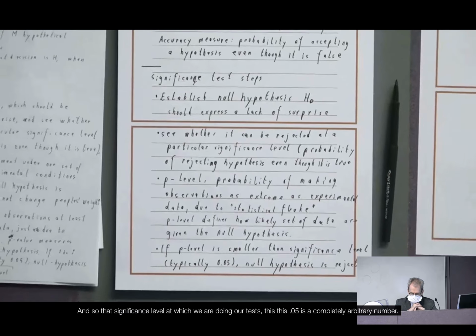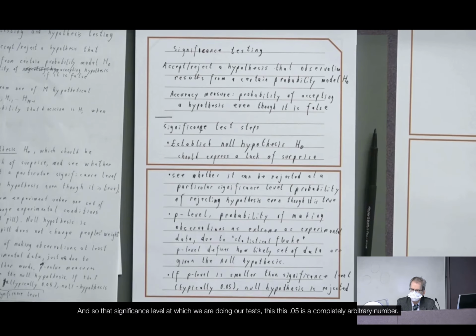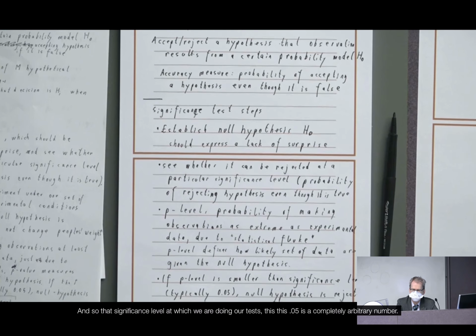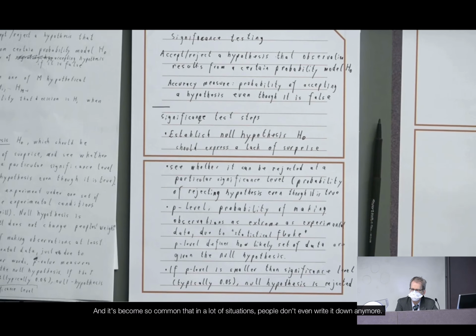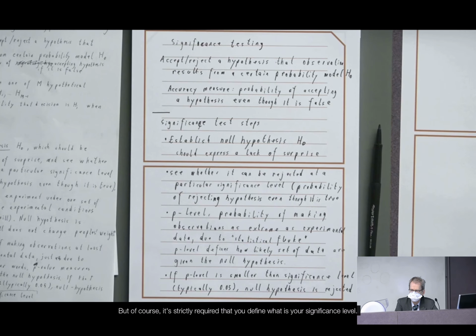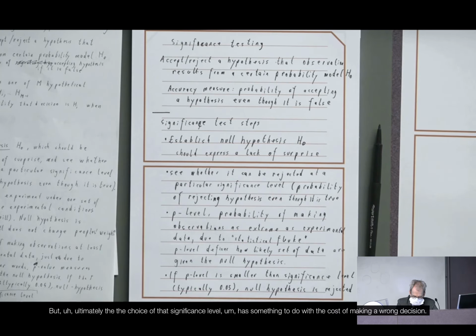And so that significance level at which we are doing our tests, this 0.05, is a completely arbitrary number. And it's become so common that in a lot of situations people don't even write it down anymore. But of course, it's strictly required that you define what is your significance level, and otherwise any significance testing is moot. But ultimately, the choice of that significance level has something to do with the cost of making a wrong decision. And so if you are basically saying that, well, making a wrong decision, rejecting the null hypothesis even though it is true, can have some very serious consequences, doesn't matter whether it's human consequences, economic consequences, and so on, then you probably will want to go with your significance level to some lower level.